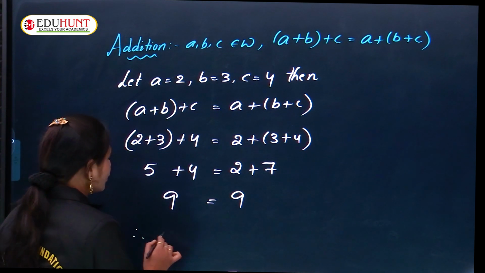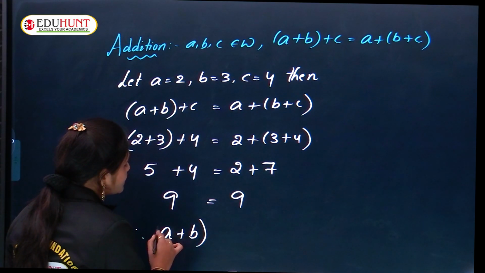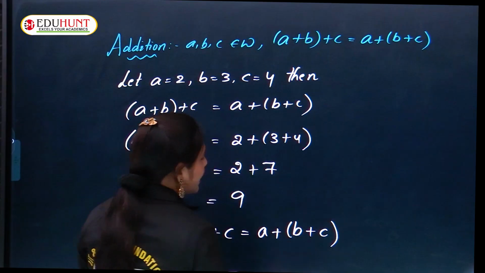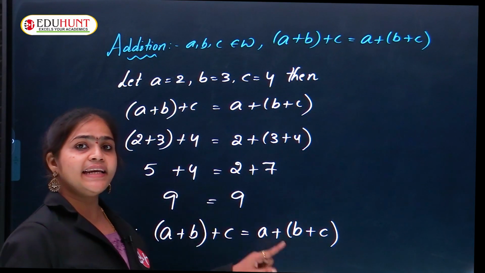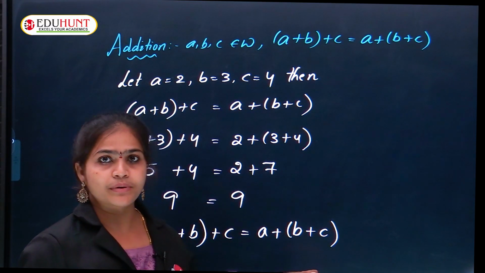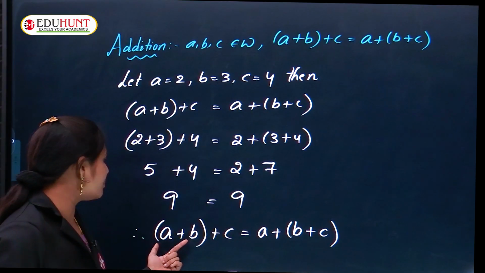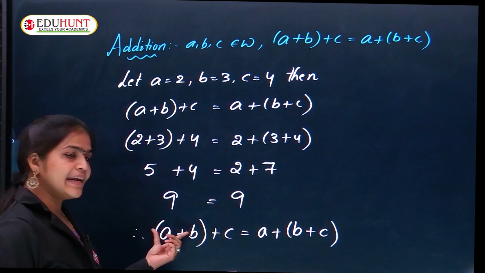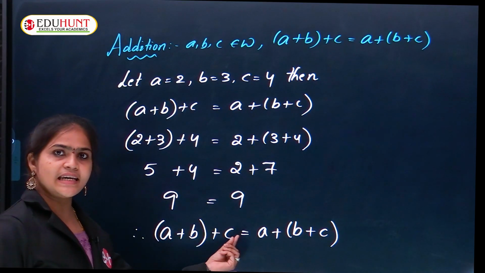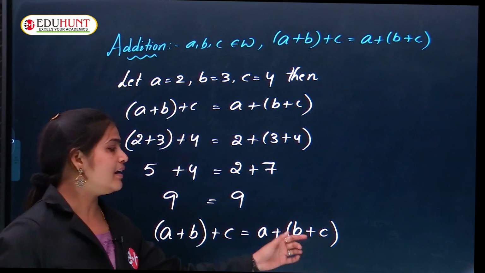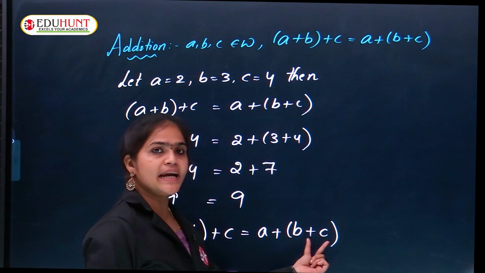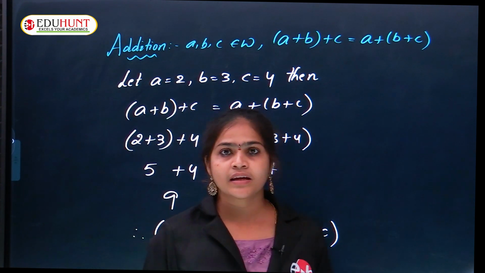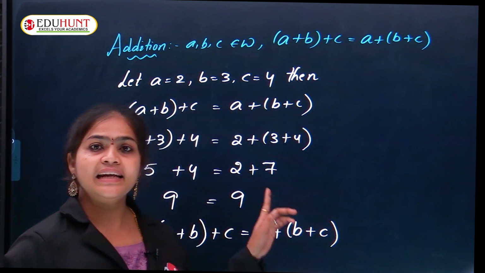So from this we can say (A plus B) plus C is equal to A plus (B plus C). Which means if we add any 2 numbers first, we will get the same result. If you add A and B first and then add C, you will get the same answer. Otherwise, if you add B and C first and then add A, you will also get the same result. So this is about addition.